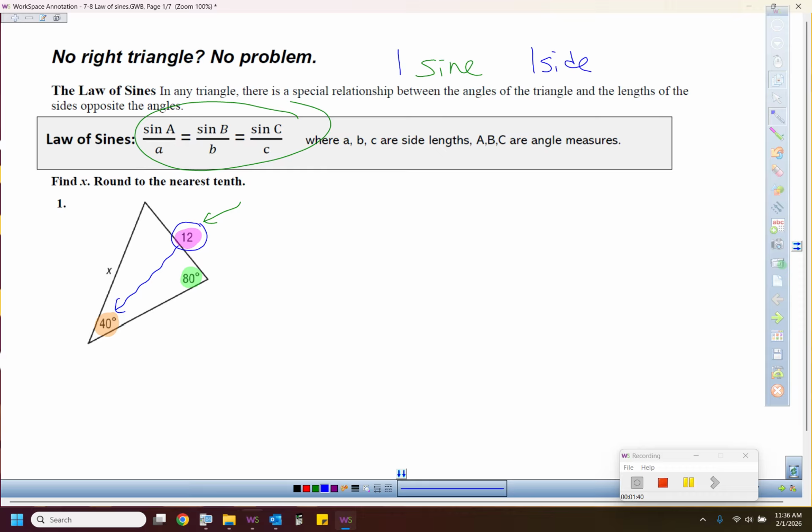We will set up a function where the sine of that angle measure is over that side length, right? It's like big A over little a, like those are the angles and the sides that correspond with each other. That will be proportional to, if we do that again, if we circle the side and go to the angle across from it, the sine of 80 over x.